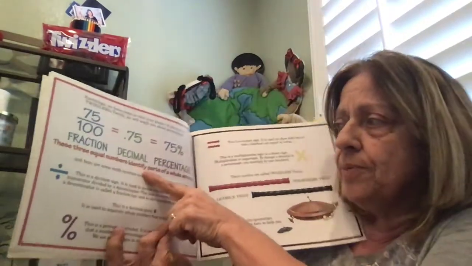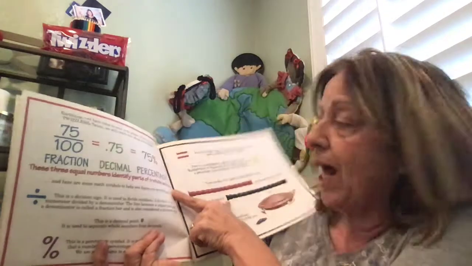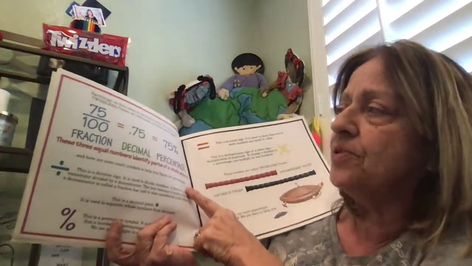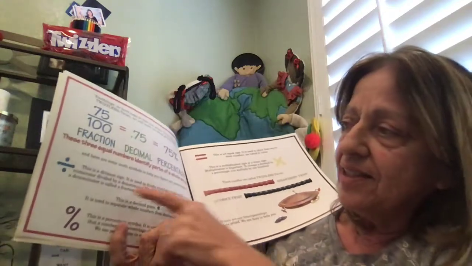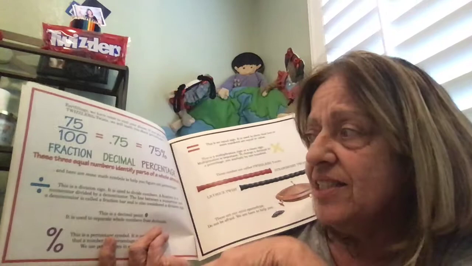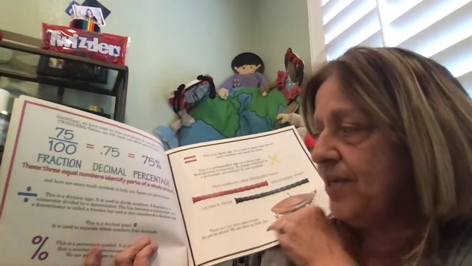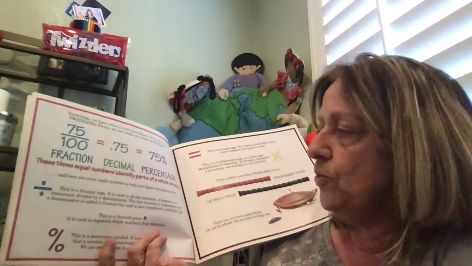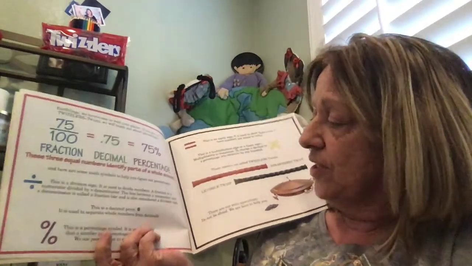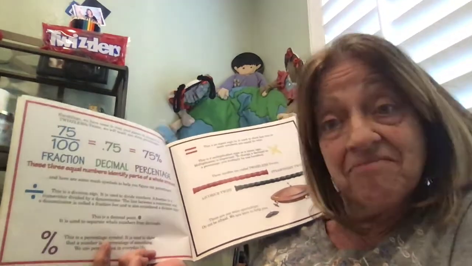These three equal numbers identify parts of a whole amount. And here are some math symbols to help you figure out percentages. This is a division sign. It is used to divide numbers. A fraction is a numerator divided by a denominator. The line between a numerator and denominator is called a fraction bar and is also considered a division sign.